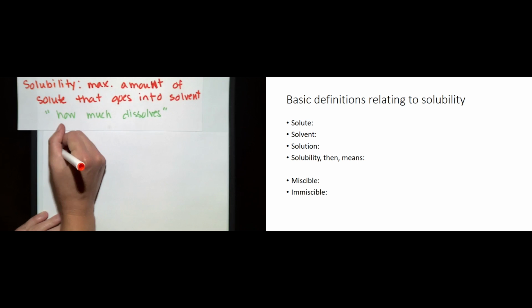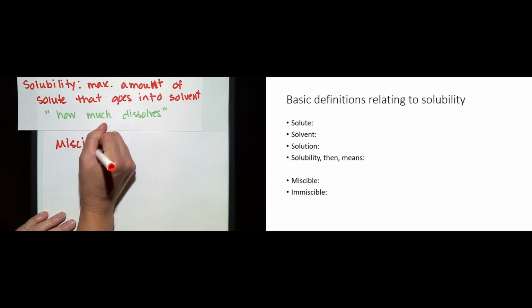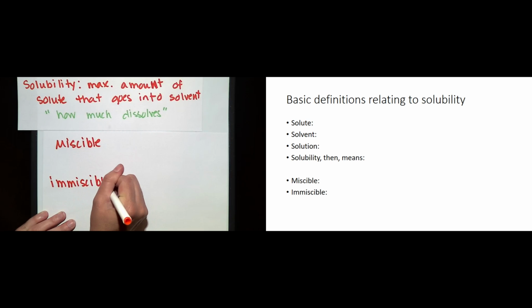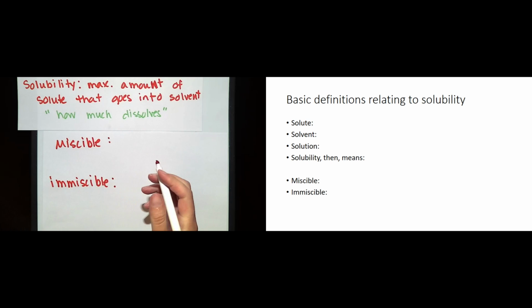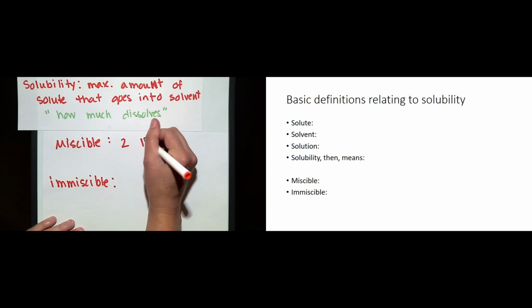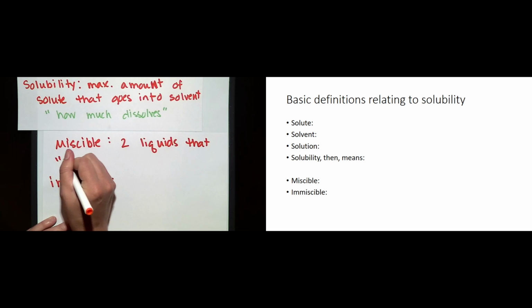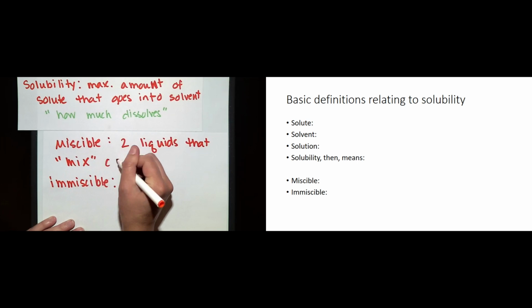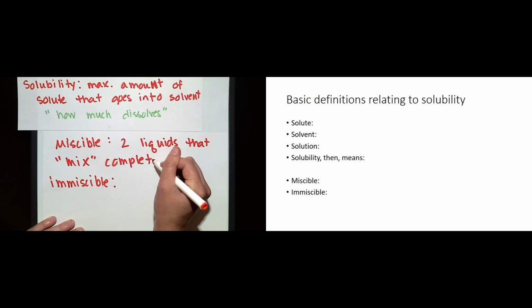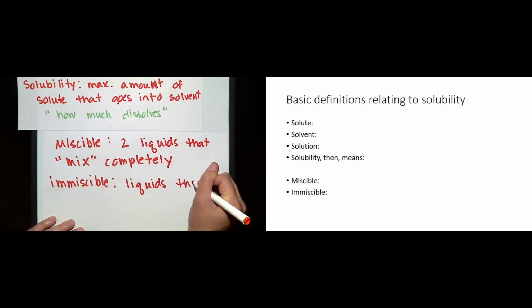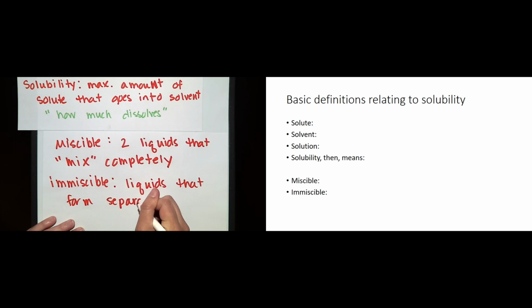So what I want to talk about are some other terms, miscible and immiscible. Sometimes we're mixing two liquids together. So two liquids that mix completely are called miscible. And two liquids that do not mix, meaning liquids that form separate layers, are called immiscible.